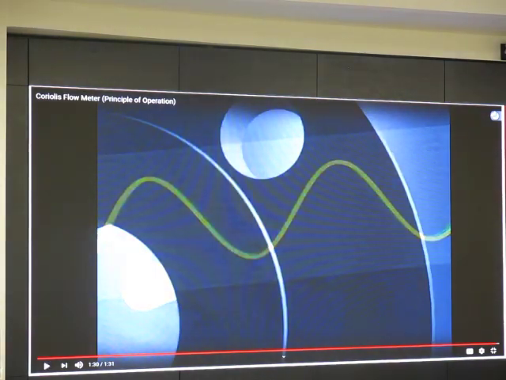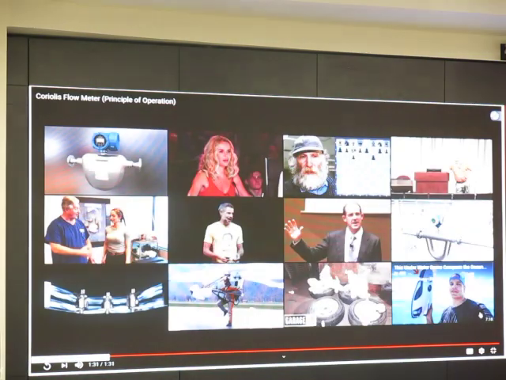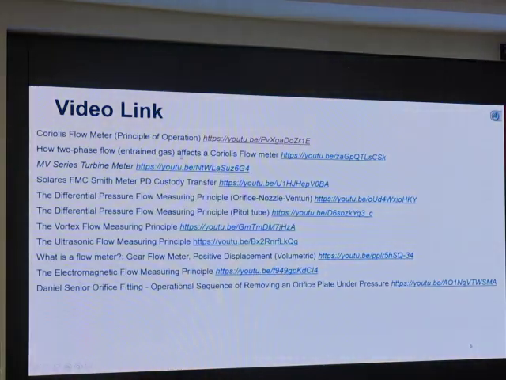So frequency tells me what? Density. The shift in the phase tells me the mass flow rate. Okay? That's it. So there's a pipe that keeps twisting. The rest, watch it for yourself, okay?